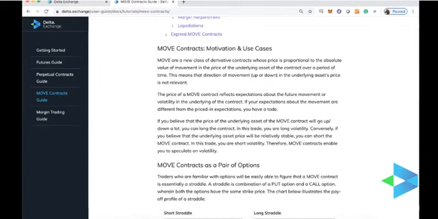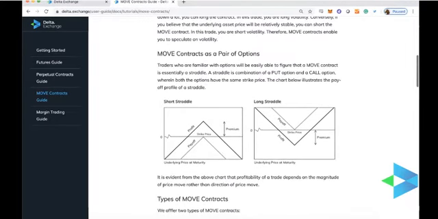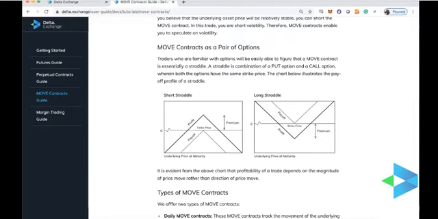So what this means is that it's irrelevant whether the price of, for example, Bitcoin rises or falls, as long as it moves in either direction by more than the premium paid for it. So move contracts are incredibly useful during times of high market volatility and uncertainty, with large price swings in either direction. They allow you to profit off of the volatility without necessarily having to predict the direction of the price movement.